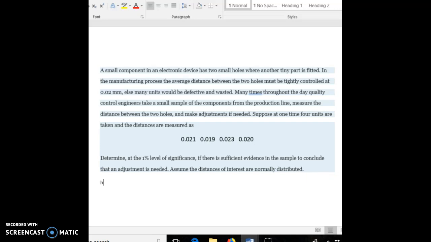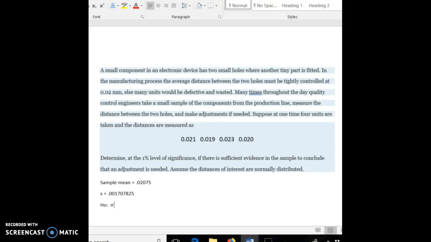Okay, so let's start. Again, just as before, we don't know the mean and the standard deviation of the population. So if you take these 4 and put them into your calculator, the sample mean ends up being 0.02075, and the standard deviation, S, ends up being 0.001707825. All right, so let's now set up our hypotheses.